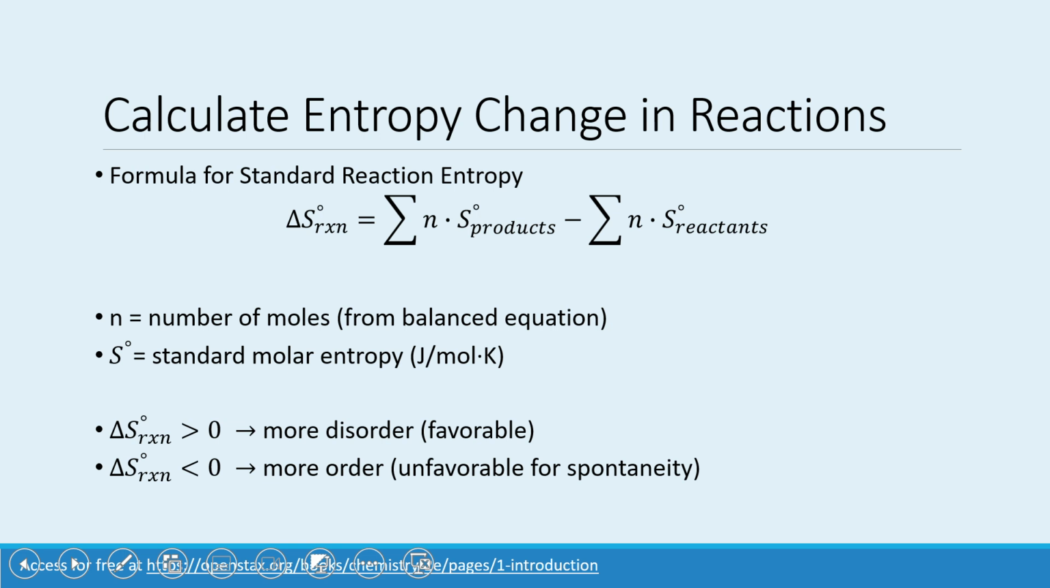Okay, and so if we get a delta S that's positive, a change in entropy for the reaction that's positive, that's considered a favorable reaction for spontaneity. It doesn't automatically mean that it's spontaneous, but it does mean that it's favorable towards being spontaneous. And a negative delta S value, of course, is going to be the opposite. You're increasing the order of the system, and so that's unfavorable.